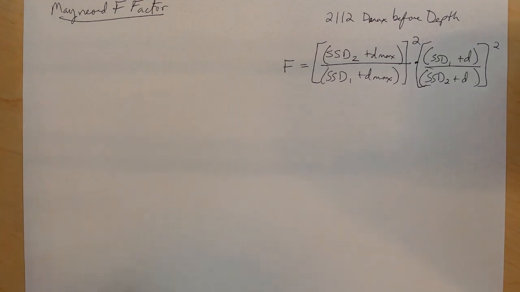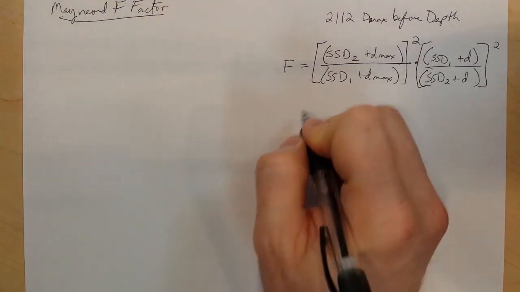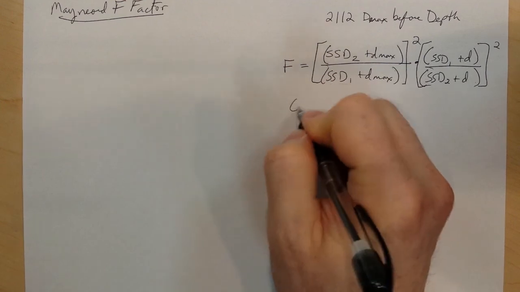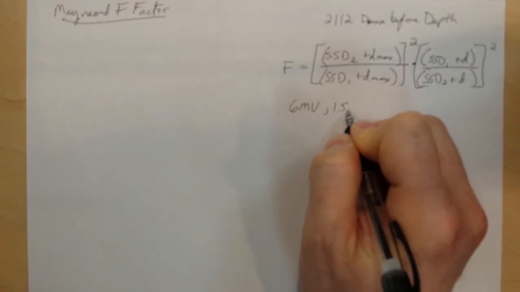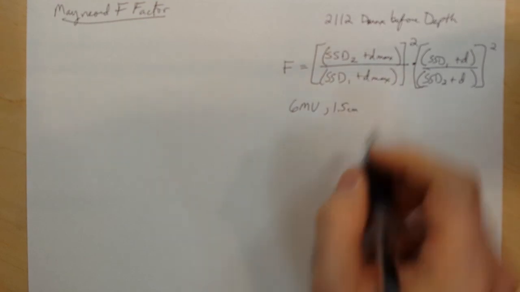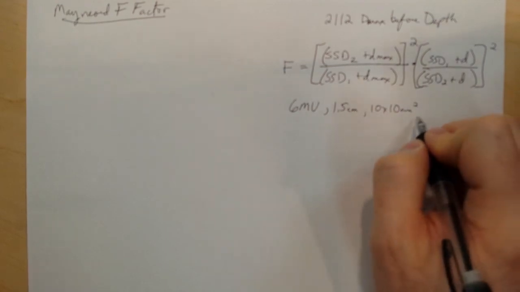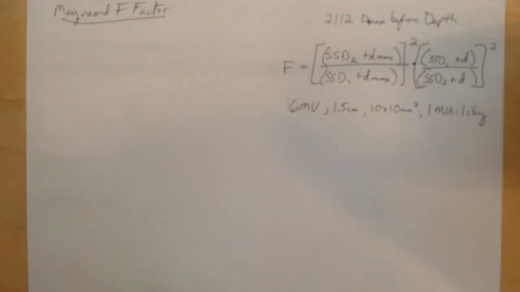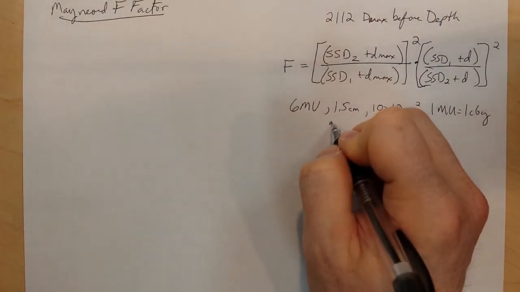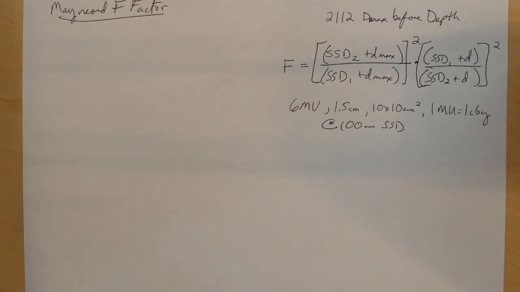So how do we calculate this? Let's give an example. Let's say your machine is calibrated at 6x, so 6 MV. The machine's calibrated to deliver, at 1.5 centimeter depth for a 10 by 10 square field size, 1 MU equals 1 centigray at 100 centimeter SSD. So those are your reference conditions.